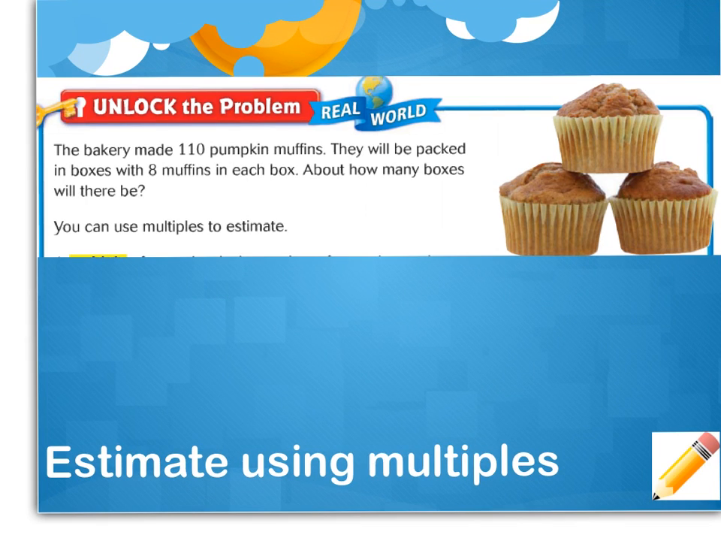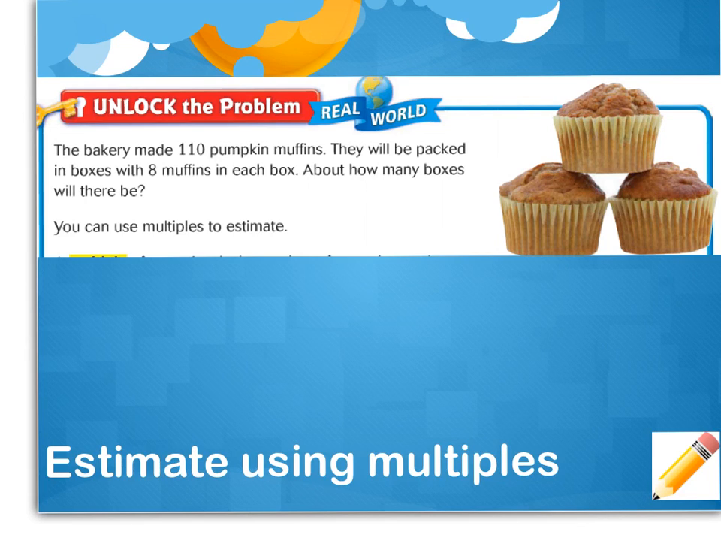Let's start with this example. The bakery made 110 pumpkin muffins. They will be packed in boxes with 8 muffins in each box. About how many boxes will there be?